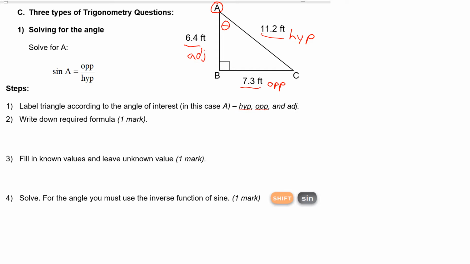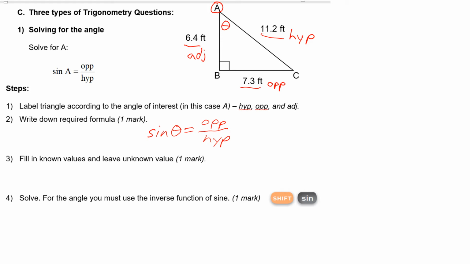So this is how you answer a sine kind of question. Label your triangle. Write down the required formula. So sine A, or you can say sine theta, doesn't matter, equals, and the formula for sine ratio is opposite over hypotenuse. When we're dealing with sine, we actually don't even need the adjacent. It's just opposite over hypotenuse. So sine theta equals opposite over hypotenuse.